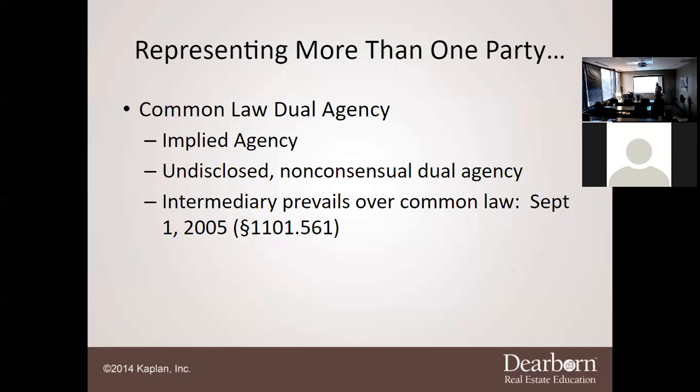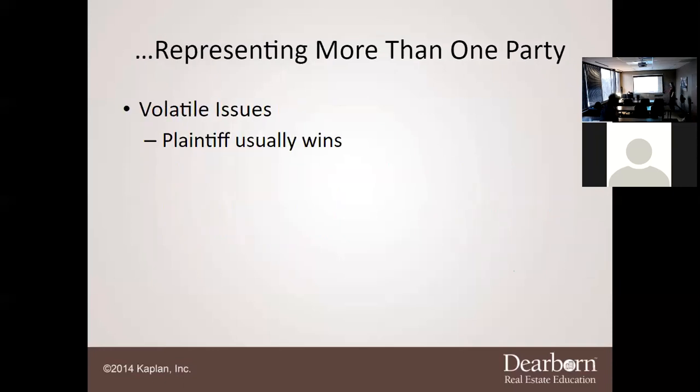You have to be very, very careful with this. Again, pursuant to September 1st, 2005, intermediary now prevails over common law in Texas. So most of the time, you don't really see common law dual agency. They deal with intermediary status. The key thing about this, though, is there are oftentimes very volatile issues.